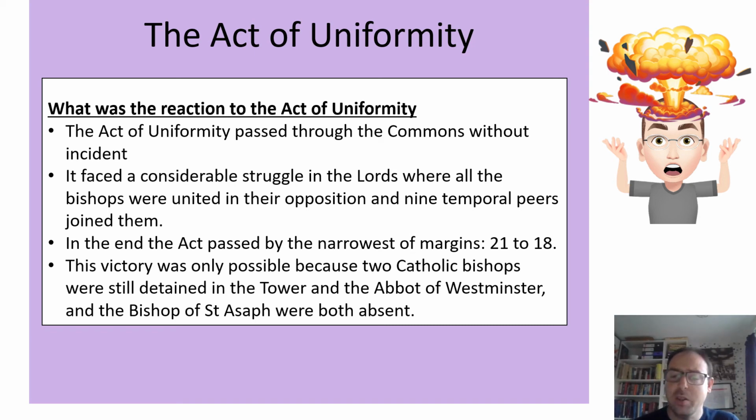So the reaction to the Act of Uniformity: well, it passed through the House of Commons without incident, but it faced a real struggle in the House of Lords, where the bishops were united in their opposition, and nine lay or temporal peers joined them. The Act passed by a very narrow margin, 21 to 18, and this was really only because several Catholic bishops were locked up. If all those who could have been there had been there, then it might well have been defeated. But Elizabeth just locks up the people who were going to make the difference, and so managed to pass it.